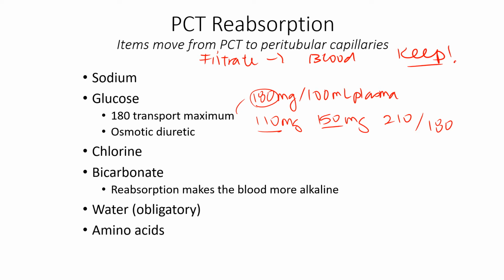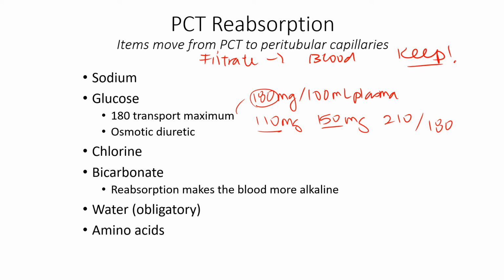It is coupled with sodium, but you can't take more than 180 units, which is 180 milligrams of glucose per 100 milliliters of plasma. Anything above 180 is dumped into the urine, and so you lose the sugar into the urine. This is exactly how diabetes mellitus works. If blood sugar is higher than 180, anything in excess of 180 is dumped into the urine.